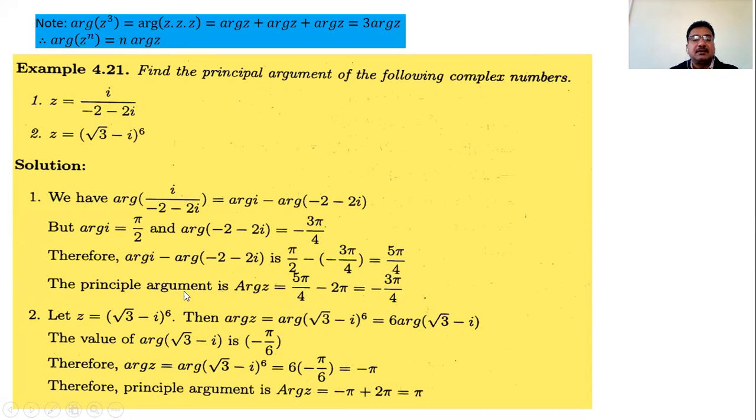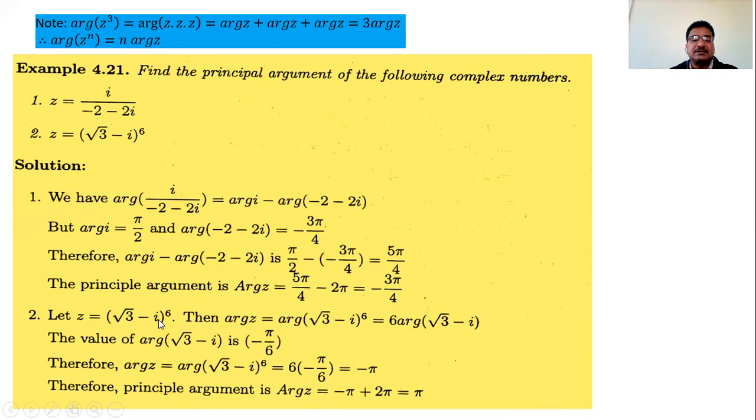Obviously, principal argument lies between minus 180 to 180. So we have this as minus 3 pi by 4, by subtracting 2 pi.